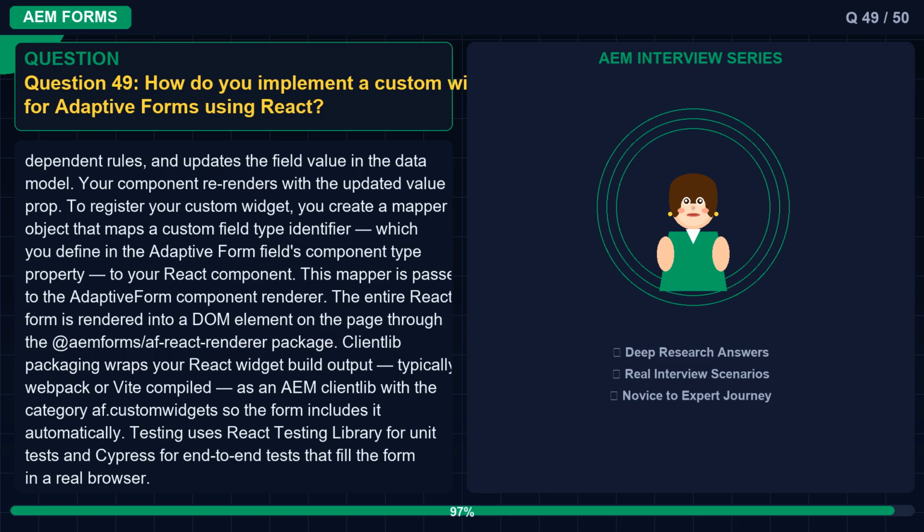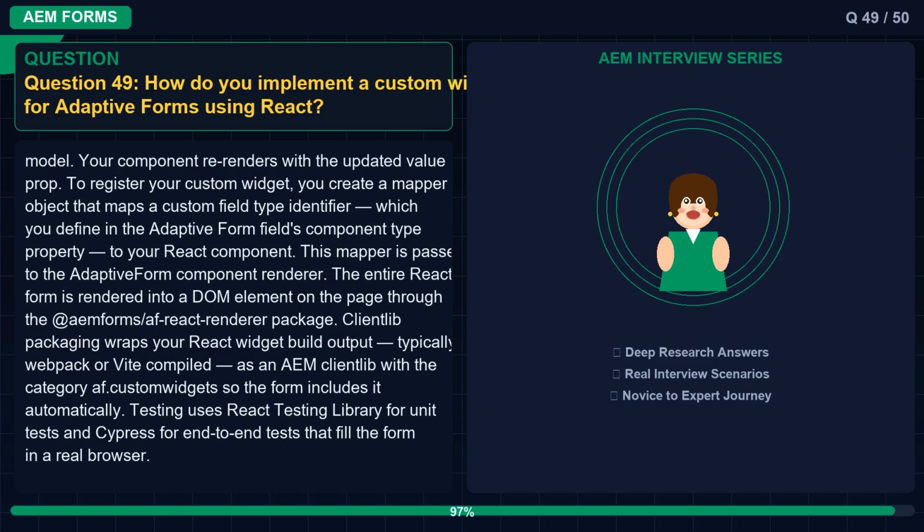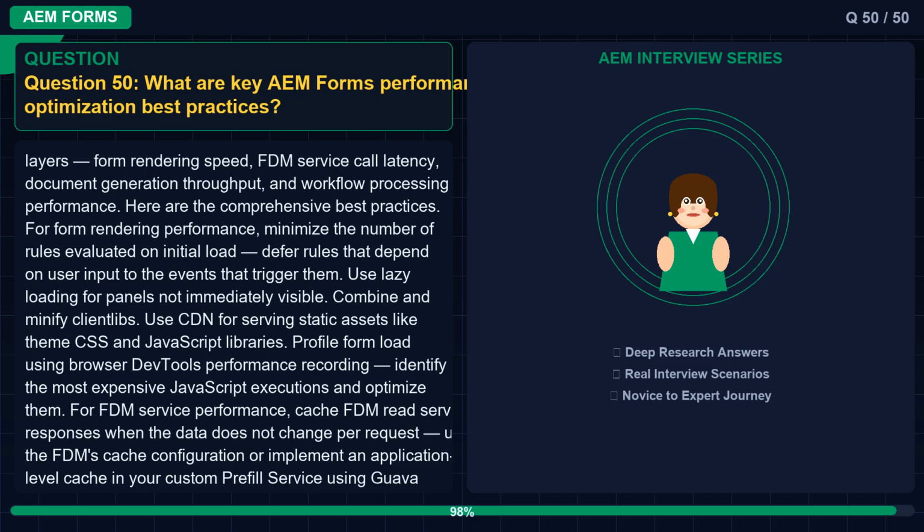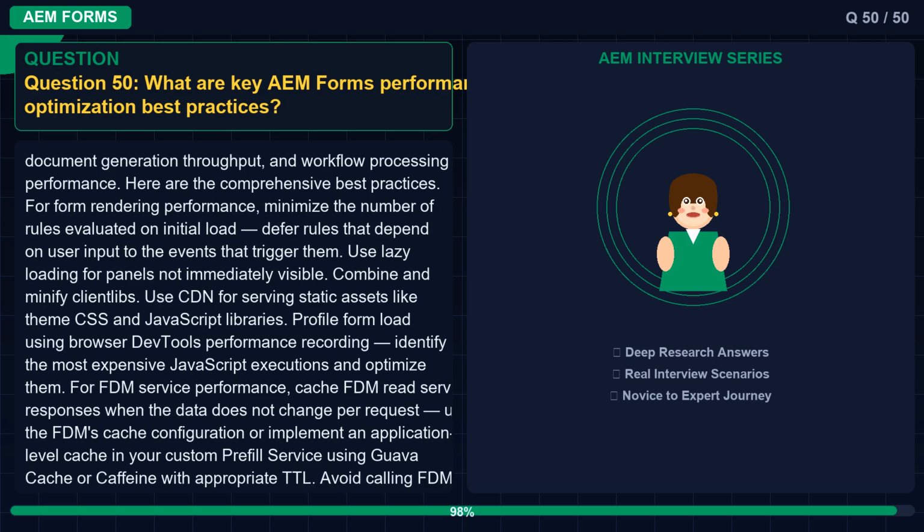Testing uses React Testing Library for unit tests and Cypress for end-to-end tests that fill the form in a real browser. Question 50. What are key AEM Forms performance optimization best practices? Performance optimization for AEM Forms covers multiple layers: form rendering speed, FDM service call latency, document generation throughput, and workflow processing performance. Here are the comprehensive best practices.